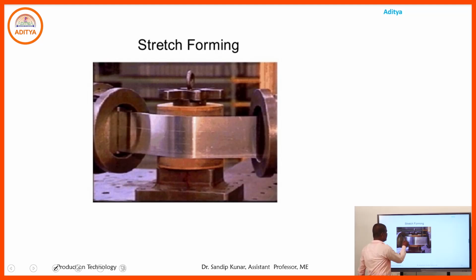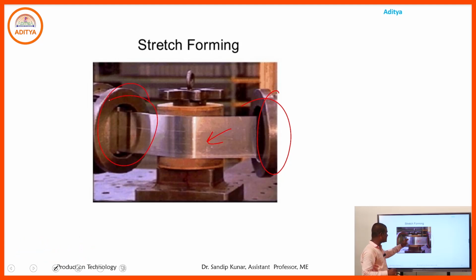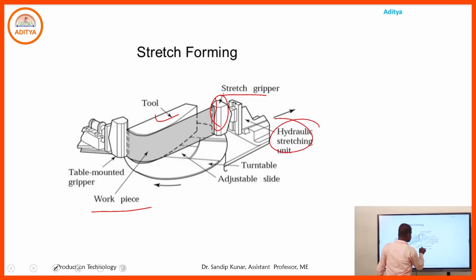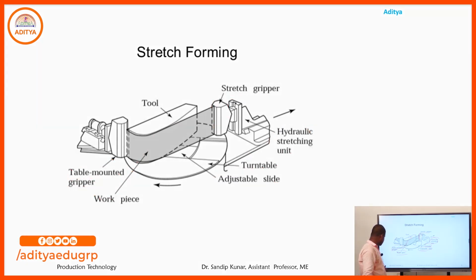In the stretch forming operation, the thin sheet is held properly, we provide the force, and the stretch takes place in that thin sheet. That is also a stretch forming operation. That is the tool. The stretch gripper means we hold the sheet metal properly, and that is the hydraulic stretch unit. That is the turntable, that is the adjustable slide, that is the workpiece, and that is the stable mounted gripper. By properly holding the thin sheet we carry out the stretch forming operation.